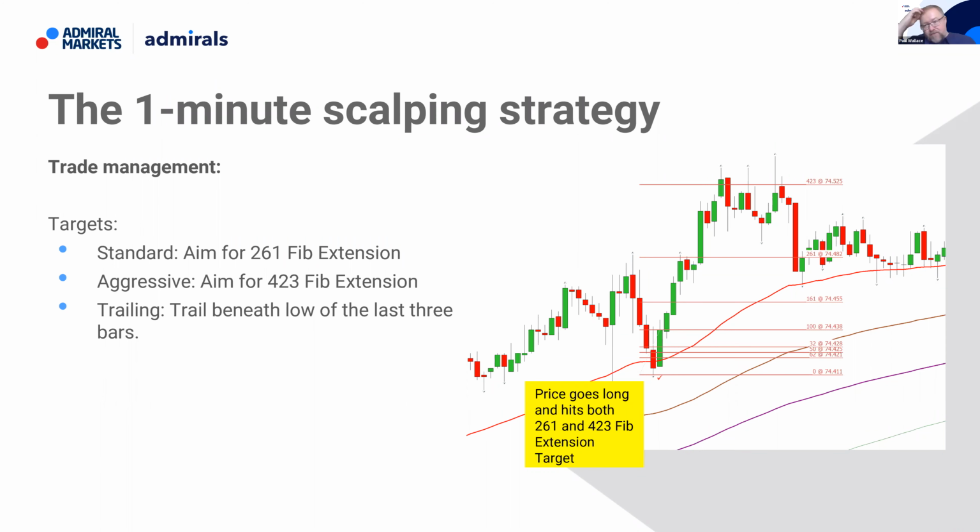But I also appreciate that some of you like to use trailing stops and you might want to try and drive the trade as far as possible. If you want to use a very simple trailing stop, then I suggest you just trail beneath the low, for a long trade, of the last 3 bars. That's the way I particularly like to look at going for it.